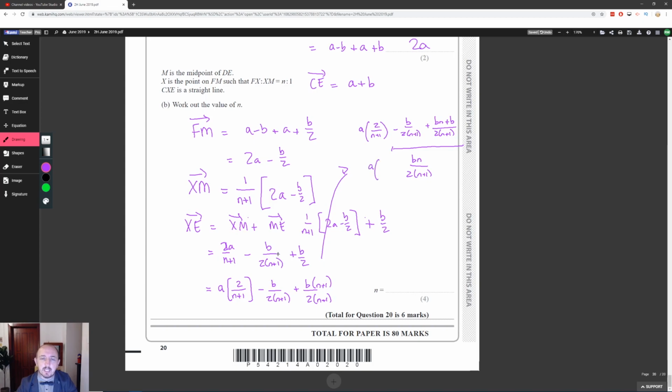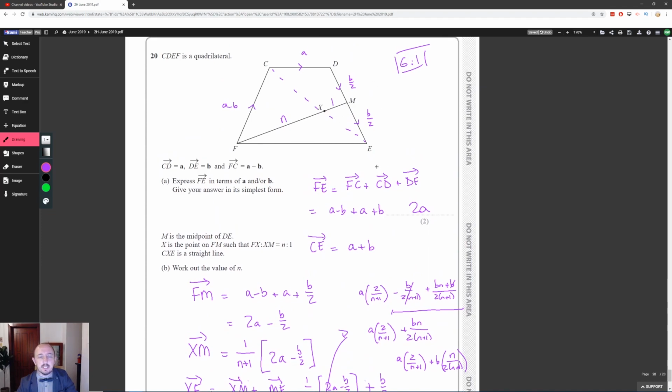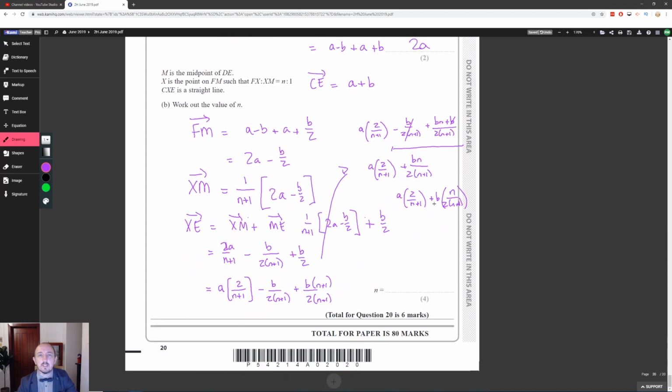We have a brackets 2 over n plus 1. And that's going to be a plus there. Okay, so hopefully you can see that that one has cancelled with this, and that's all disappeared. And we'll take the b out as a factor for the second one. We've got 2 over n plus 1 plus b brackets n over 2 brackets n plus 1. Okay, so it's complicated, but what we've done now is we've expressed x to e as a single vector there. It looks horrible, but that's what it is.